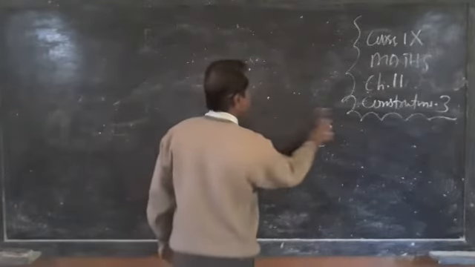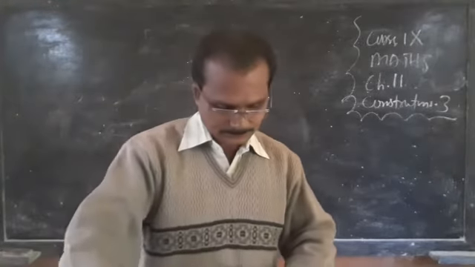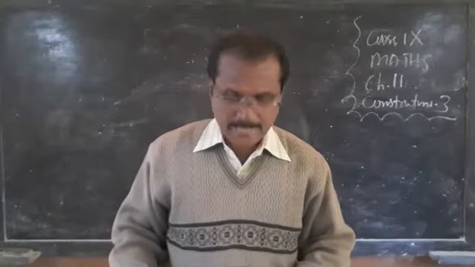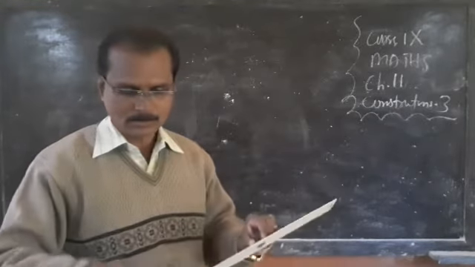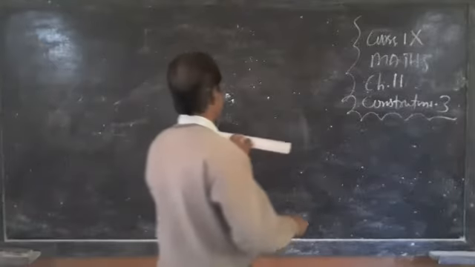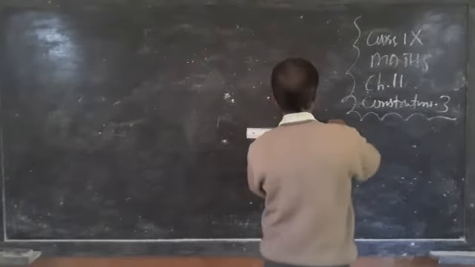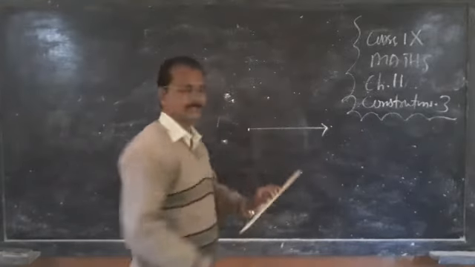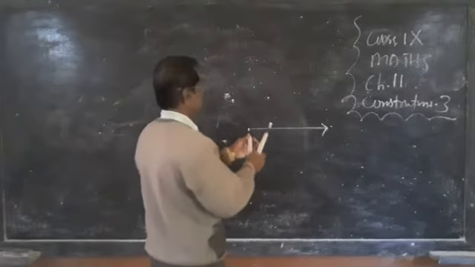Okay, please write the steps. Then the second one is angle 45 degrees. How will you construct 45 degrees? For 45 degrees you first have to complete the procedure for 90 degrees. 45 degrees is half of 90. So first construct 90 degrees.